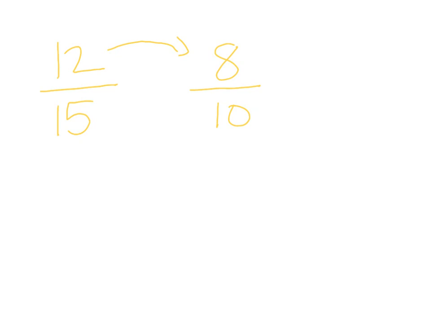So I'm going to try a different route, and what I'm going to do is make sure that both of my fractions are in simplest form before I compare them. So 12/15, both 12 and 15 can be divided by 3. 12 divided by 3 is 4, and 15 divided by 3 is 5. So 12/15 is equivalent to 4/5.